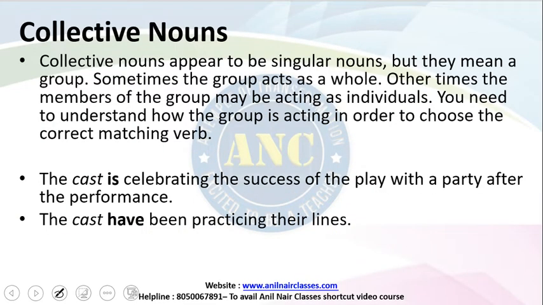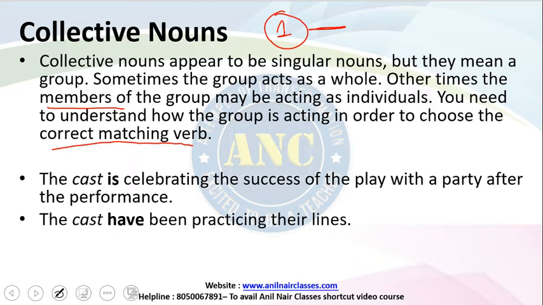Let's look at collective nouns. Collective nouns means it's a group. It's a name given to one group, hence it appears to be a singular noun, and that means this whole thing is acting as one group. But sometimes you can talk about the collective noun involving its members. In such cases, those members are acting as individuals. Hence, you need to understand how it is being acted upon to decide the correct matching verb.